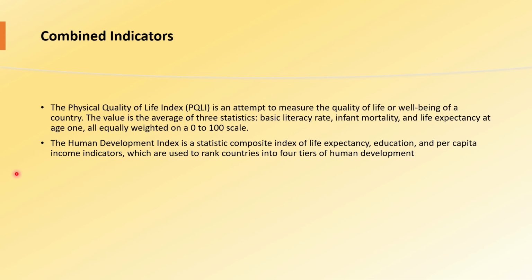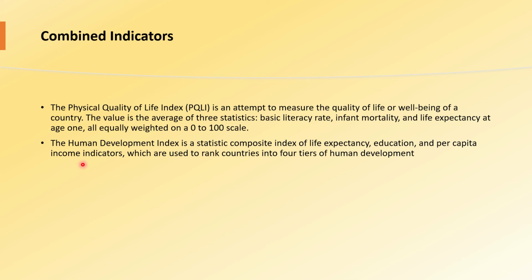And one of the best ways of doing that is to combine indicators together and use them in combination. And that's called a combined indicator. There are two that you need to know. The PQLI, which uses the literacy rate, infant mortality, and life expectancy of a country to get a score on a 0 to 100 scale. And the Human Development Index. And it is made up of life expectancy, education, and income. Now, for that reason, the Human Development Index is actually more reliable than the PQLI because it combines social indicators of life expectancy and education with economic indicators of per person income.